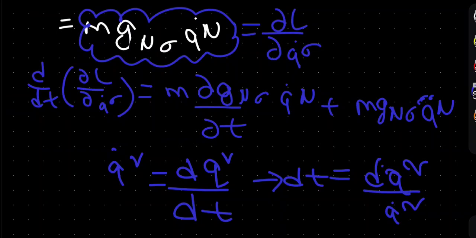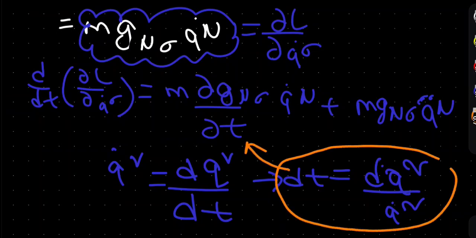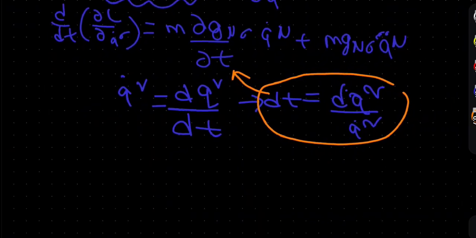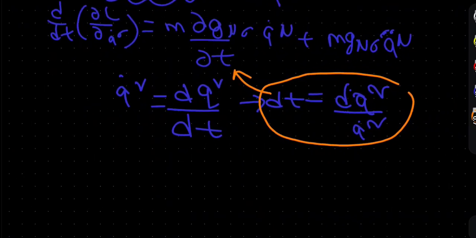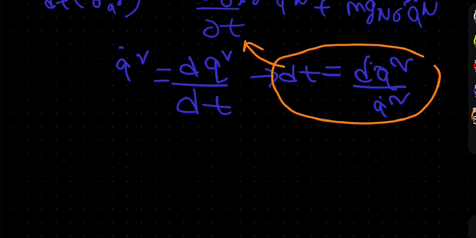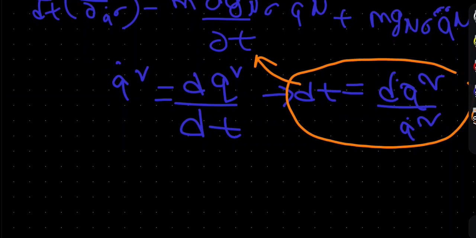So here I'm putting this value of dt in this equation. You see what I have done? I have taken the time derivative of this position vector: q dot nu is equal to dq nu divided by dt. Substituting this dt in this particular equation, let's see what will happen. So after substituting, it will look like this.